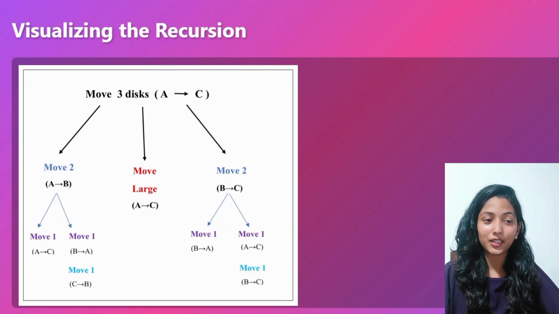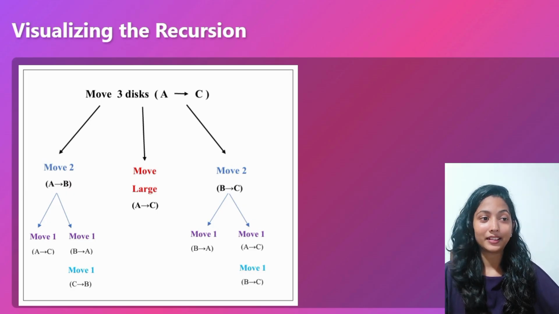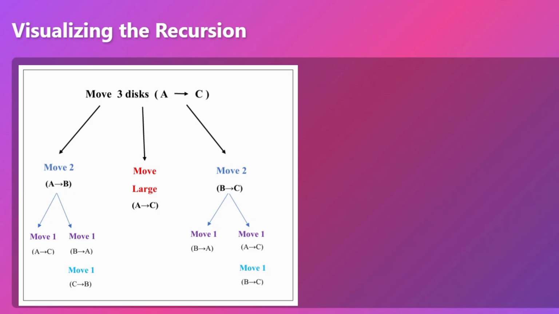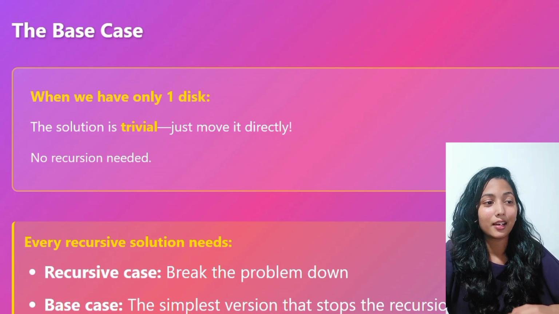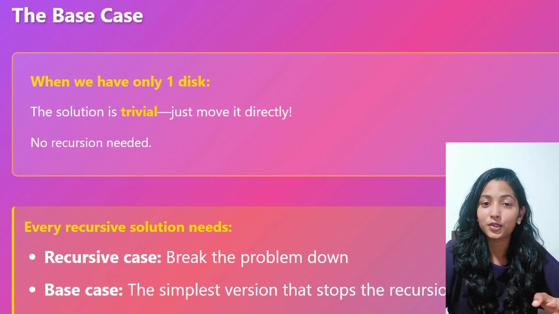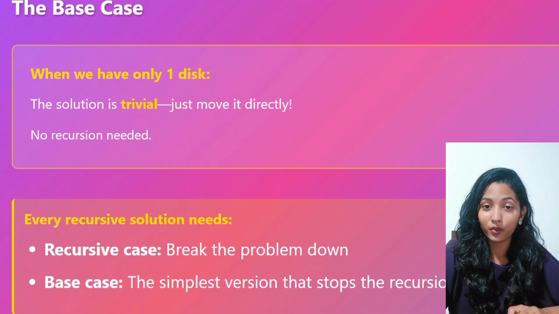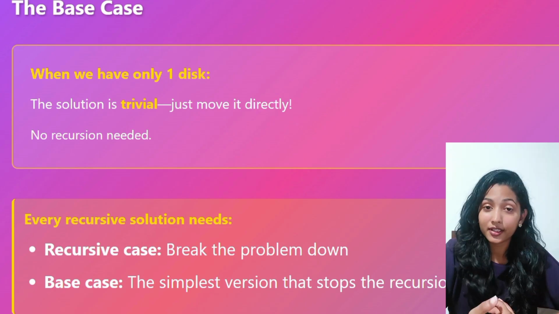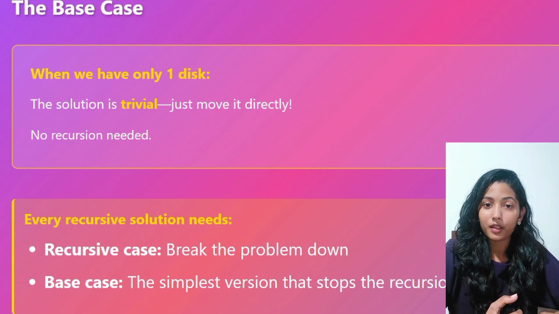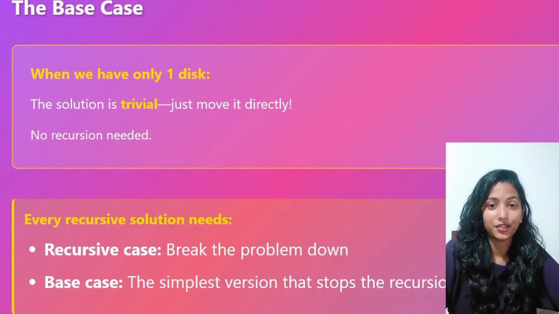So here is the visualization of recursion by a recursion tree. Every problem has a base case, so let's talk about it. When we only have one disk, the solution is very simple because we can move it from source to the target directly. So then no recursion is needed. Every recursive solution needs a recursive case and a base case. In the recursive case, we break down the problem, and the base case, the simplest version of that, stops the recursion.